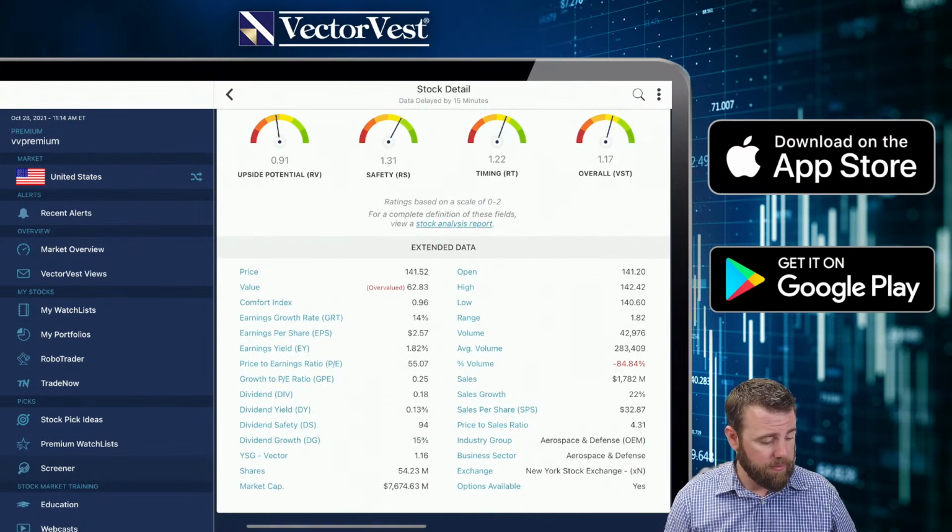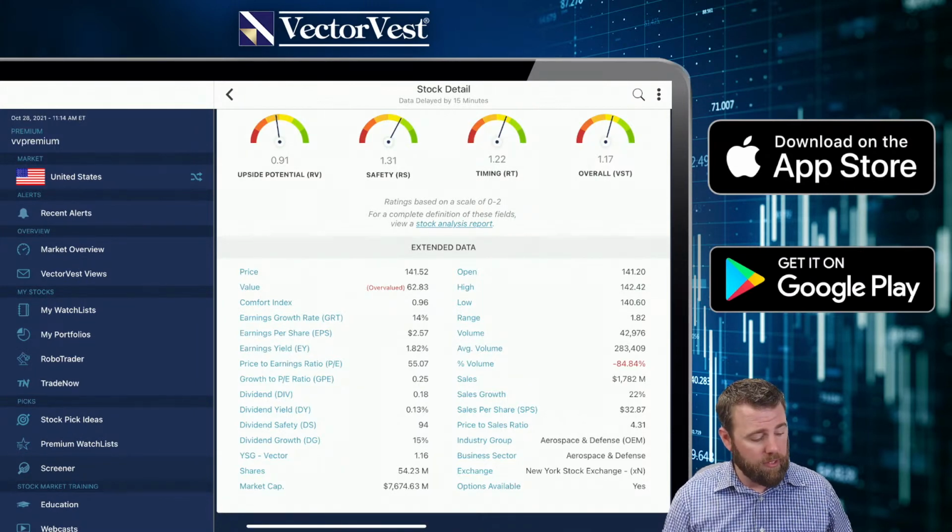Now, if we come down here, take a look at the dividend information. The dividend is 18 cents annual, so the dividend yield is about a tenth of a percent. Not a great dividend, but hey, still pays a dividend nonetheless. Really looking at the YSG factor, the yield, safety, and growth factor when you're looking at dividends. So just like we had the VST that analyzes the overall stock as a whole, the YSG factor is going to analyze specifically the stock's dividend. It's going to be cast on the scale of 0 to 2, once again, to keep things systematic and consistent.